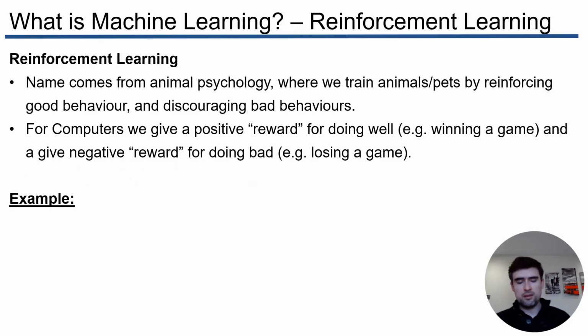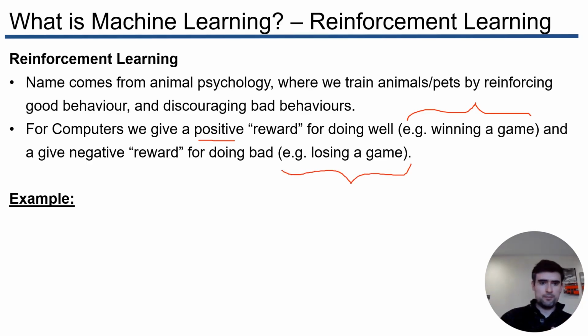Now, the idea of reinforcement learning, and maybe you can think about this, comes from the name, comes from animal psychology, where we train our pets by reinforcing good behavior, by giving them treats, and discouraging bad behavior in any way, maybe not giving them treats. And the idea is that we could do something similar with computers, where we would give some type of positive reward. We'll talk throughout the course about what this means. For example, for the computer winning a game, if we're trying to have a computer that learns by itself to play a game, and give a negative reward for doing badly, let's say losing a game. So the best way that we can do this is with an example.